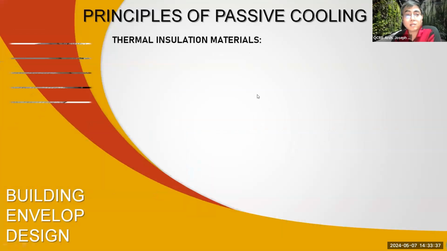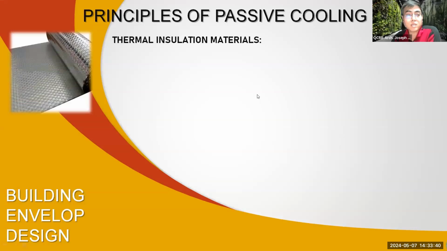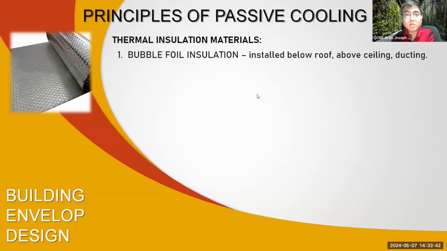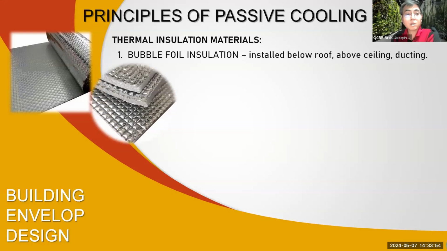No, what are thermal insulation materials? No, one is the bubble foil insulation. This is installed below roof, above ceiling, and around ducting, no? If you're familiar, this is like the bubble wrap, no? Pero may aluminum foil na nakadikit sa bubble wrap, no? Yan. And the next image is a polyethylene insulation.